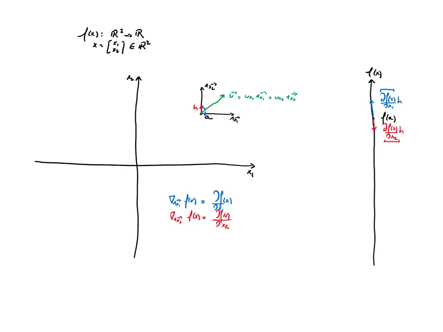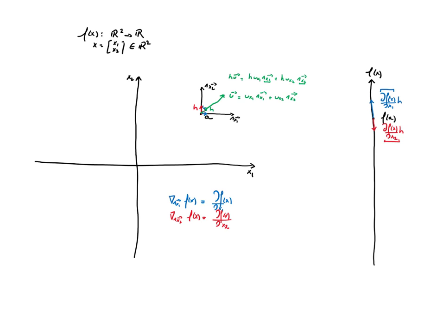So what you can do now is take a small step h in this direction, right? So h times this vector will be h u x1 in the x1 direction plus h u x2 in the x2 direction. So it's as if you're taking a step in first this direction here and then this direction over here. So this will produce a change.